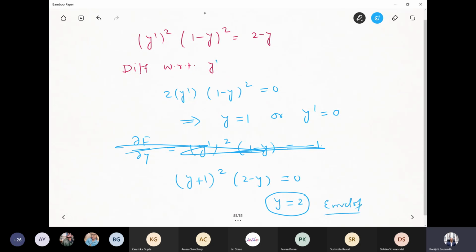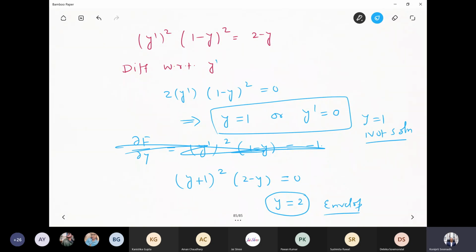And if you see this equation, y equals 1 is not a solution. Therefore, y prime equals 0. When we put y prime equals 0, the left hand side is 0, therefore y equals 2. So y prime equals 0 implies y equals 2 is a solution. So this is the way to find the singular solutions.